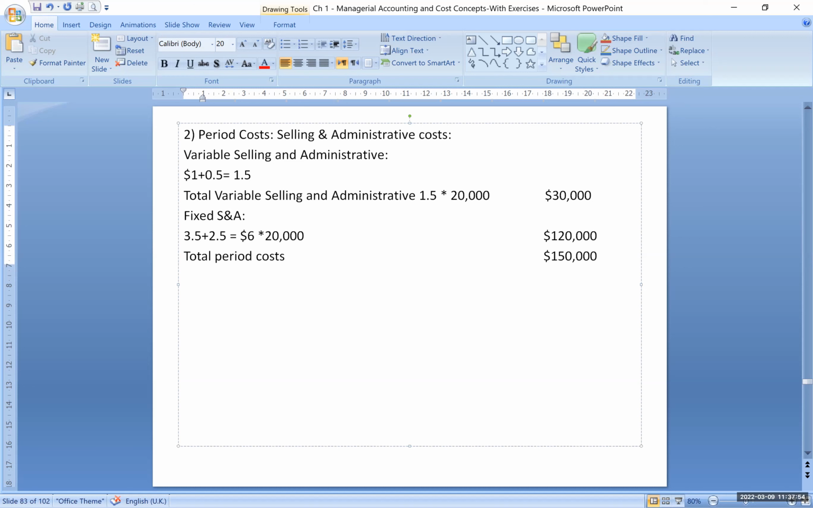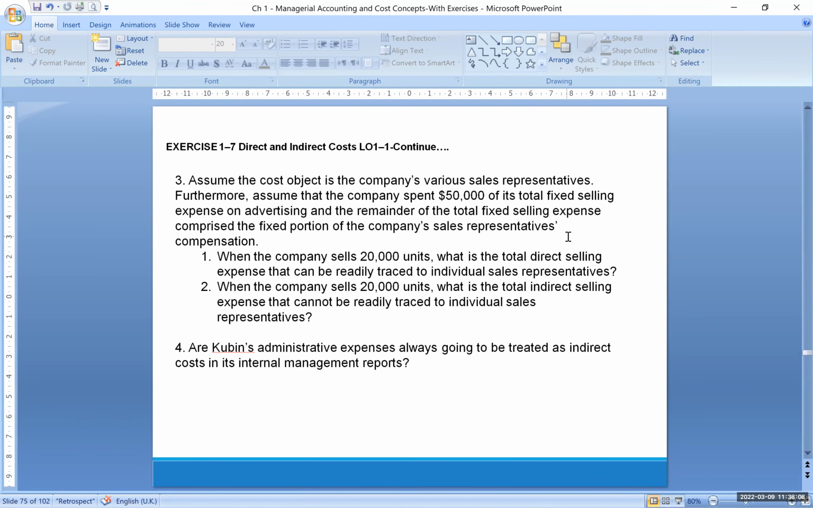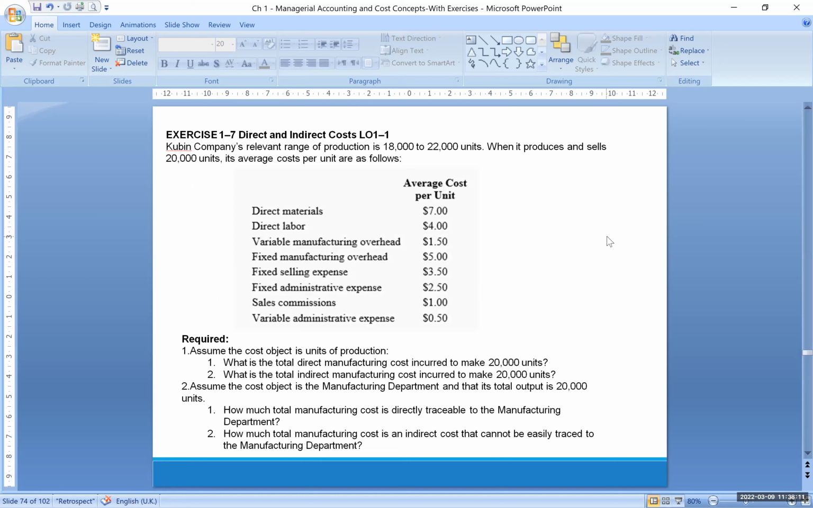Again, guys, if we are talking about period, we are talking about selling and administrative. If you go back to the question, what are the selling and administrative here? We have fixed selling for 3.5. We have fixed administrative 2.5. We have sales commission, which is variable. It depends on how many units I sell, for $1. And we have variable administrative expenses for $0.50. So we have two groups, fixed and variable.